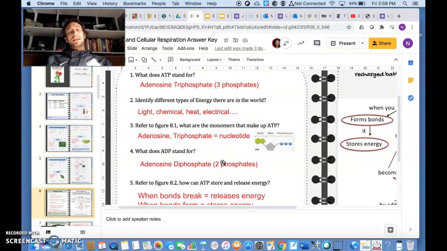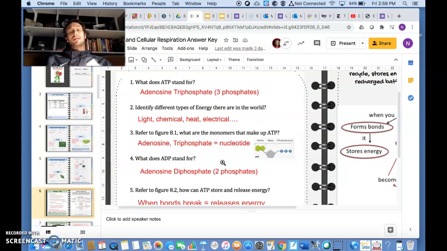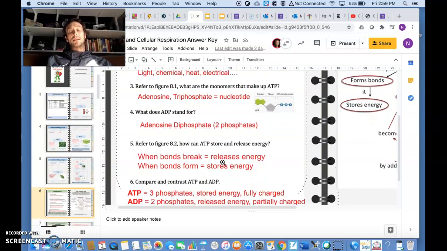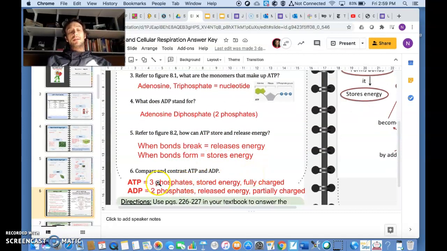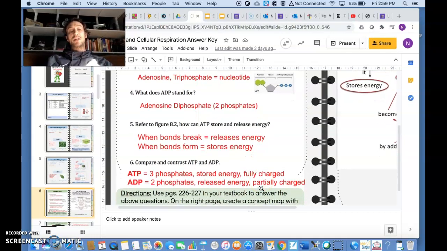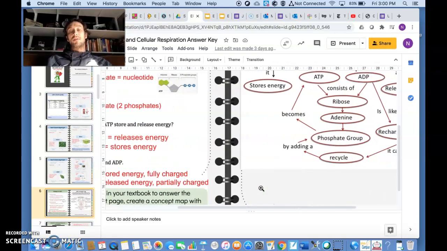So ATP is adenosine triphosphate. And really, remember from last week, the main thing we want to think about is that if bonds are broken in chemistry, we're generally releasing energy. When bonds form, we're storing energy. So ATP is a lot of stored energy, right? It's fully charged. When that bond breaks between the last two phosphate groups, now we have ADP, and we're able to use a little bit of that energy.